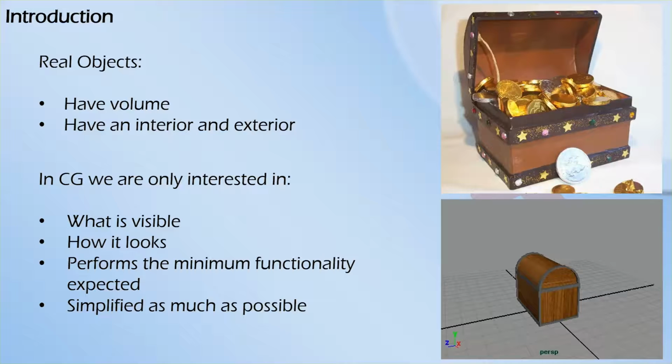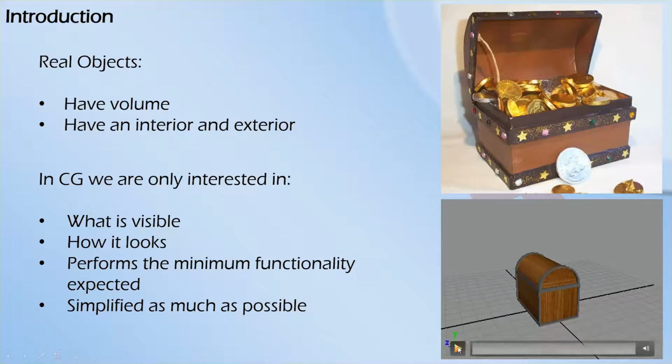But in computer graphics, well, we cheat a lot. We are only interested in what is visible, what can be seen by the user, how it looks. Does it look the way it's supposed to, even if we're not necessarily simulating it properly? Does it perform the minimum amount of functionality we expect? Maybe we never anticipate the user opening this treasure chest, so why should I even make it animated or openable? We try to simplify things as much as possible, okay?